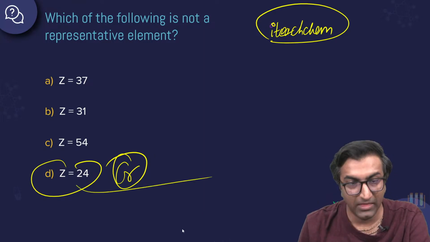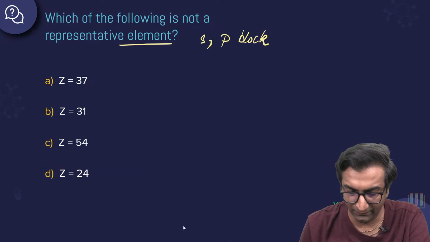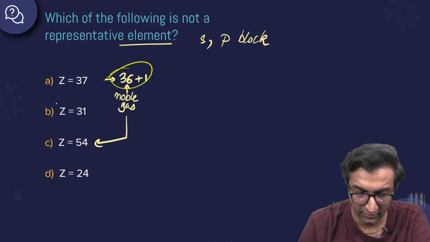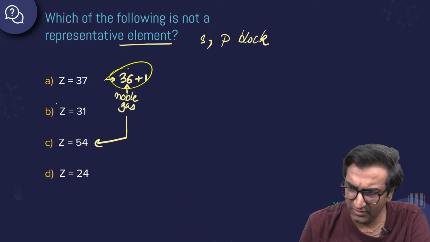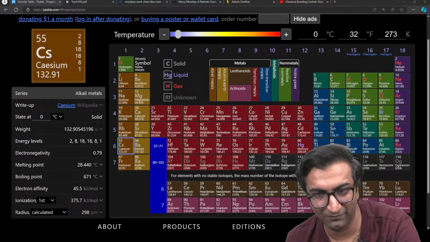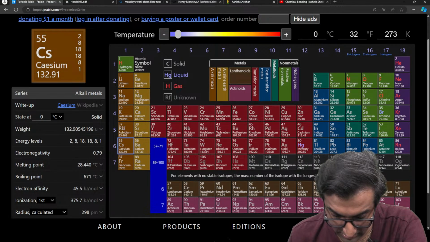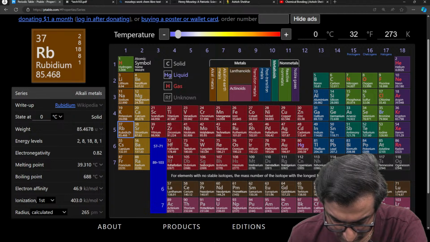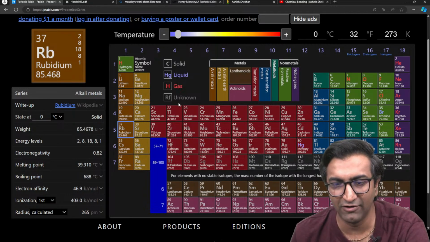You want to look at the others? Yeah, 37 is cesium itself, right? 36 plus 1. Krypton plus 1. I want to say, no, not cesium. It's the one before cesium. I don't know what it is. Let's look it up. Potassium? No. Rubidium? Yes, rubidium. 37 is rubidium. All right, great.